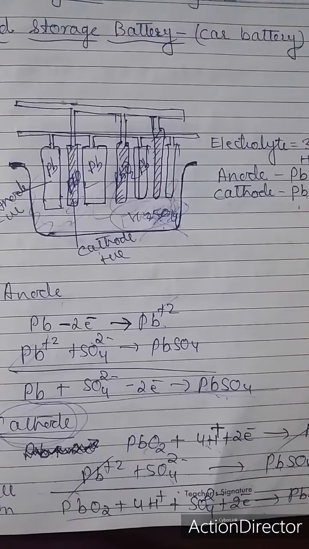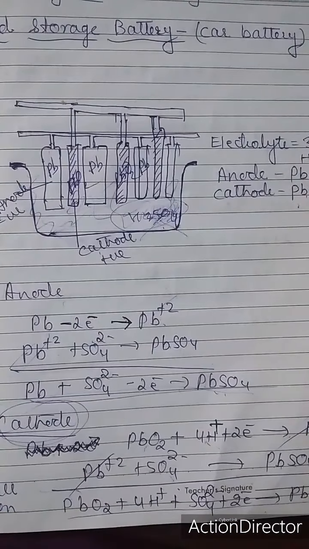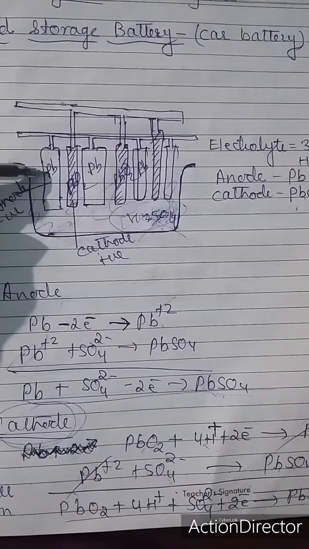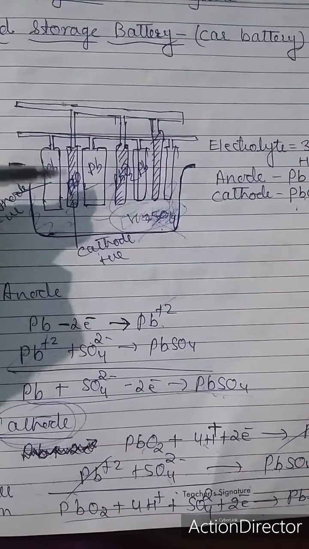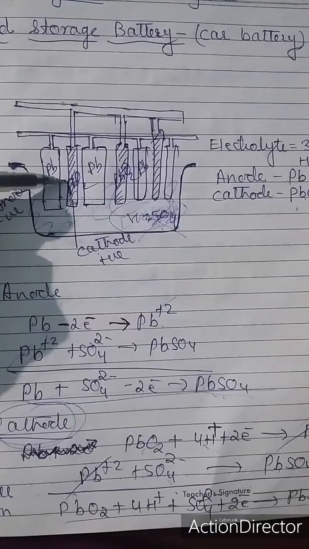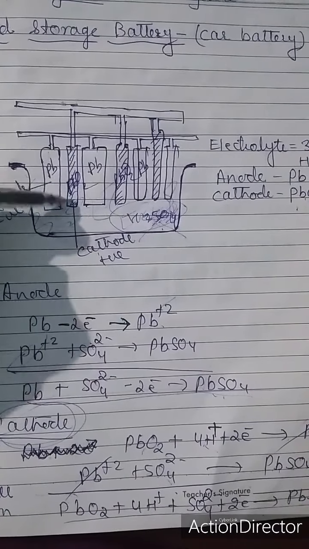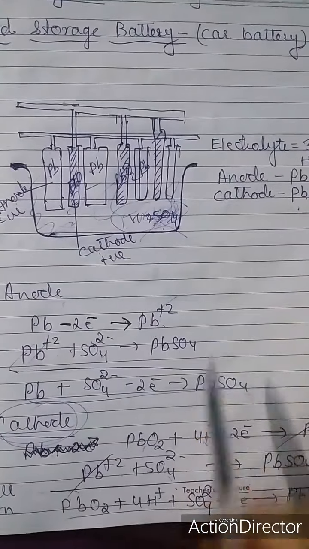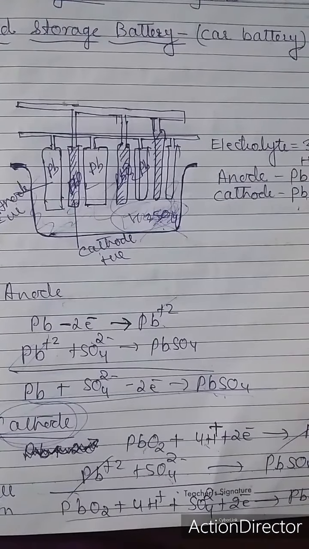Now let us talk about the secondary cell, which is rechargeable, and the best example is the lead storage battery, that is the car battery. Now you can see the cell here. It is having lead plate which is acting as anode and PbO2, lead oxide, which is acting as cathode. So lead, lead oxide, lead, lead oxide, lead, lead oxide, and so on. And electrolyte will be 38% sulfuric acid.